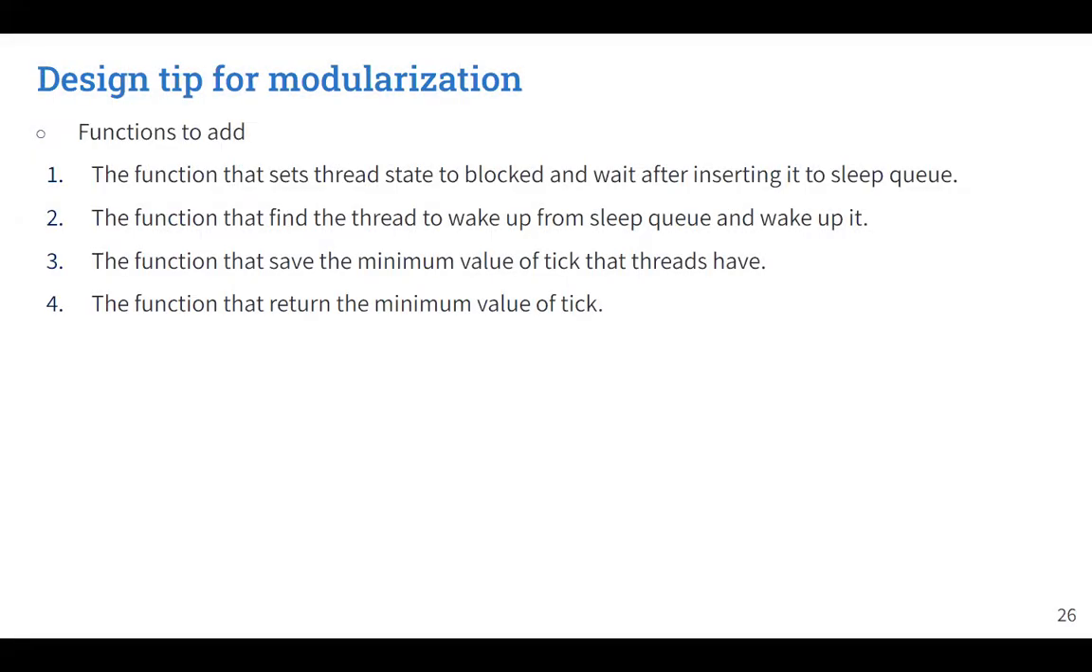Here are some design tips for modularization. You basically have 4 large functions to add. The first function sets the thread state to blocked and waits after inserting into the sleep queue. The second function finds the thread to wake up from the sleep queue and wakes the thread. The third function saves the minimum tick value that threads have to update the global tick. And the fourth function returns the minimum value of the local ticks.